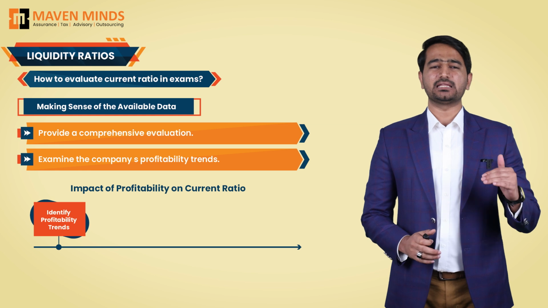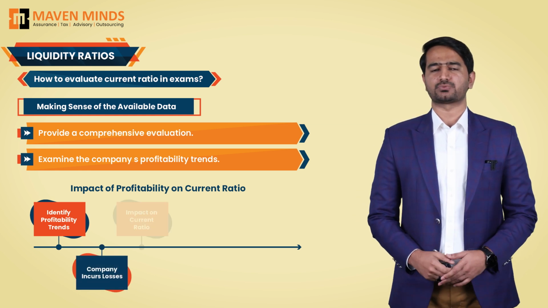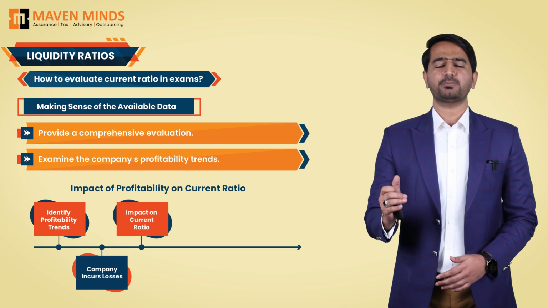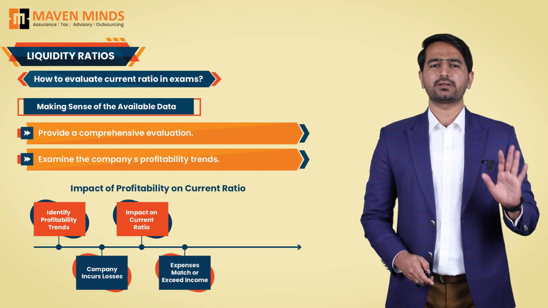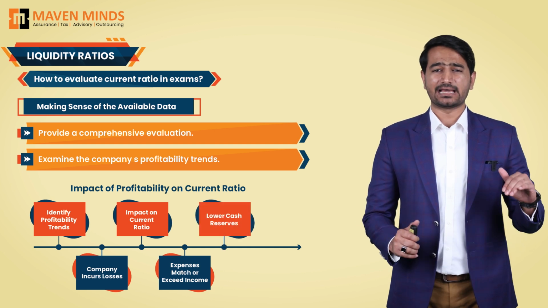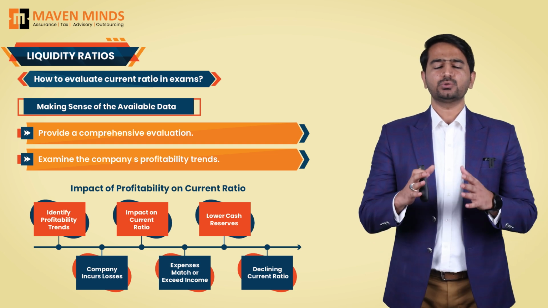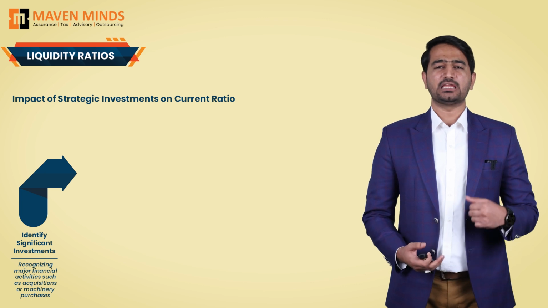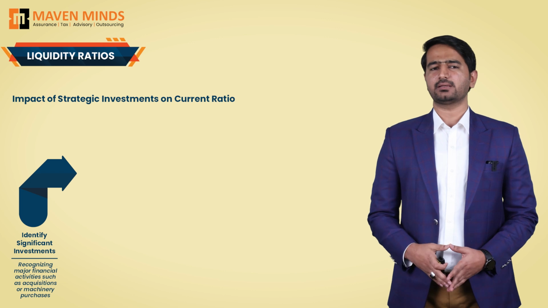If the company has been incurring losses for the past few years, this would likely impact its current ratio. A continuous lack of profit means that expenses are not matching or exceeding incomes, leading to little or no residual cash. Lower cash reserve will naturally result in declining current ratio as the company struggles to maintain liquidity. You also need to look for any significant investments mentioned, such as investment in plant and machinery or acquisition of a subsidiary towards the year end.